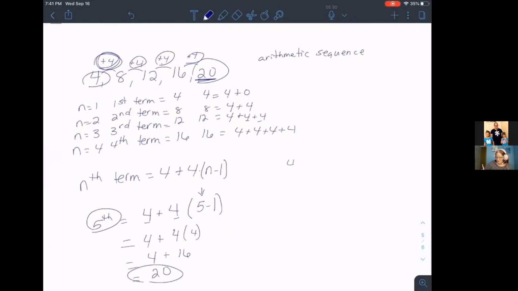So it's not 4 to the n minus 1. It's 4 times n minus 1 when you're doing an arithmetic sequence. If you have any questions, please call or text or message or whatever. I will try to help. Again, thanks for the patience.